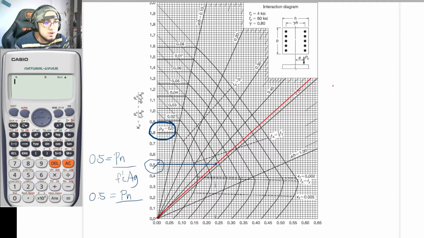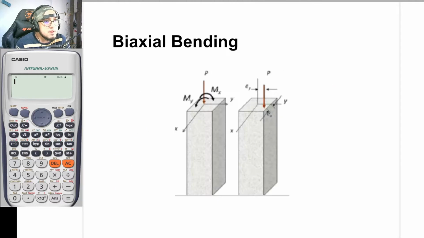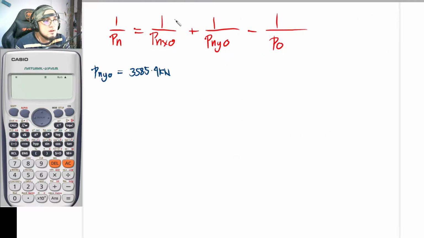Then, using this interaction diagram, ito yung nakita nating value niya. So, ito yung nakita nating intersection. Then, yung value niya, 0.5. Then, using this equation, we have solved for Pn already. So, 0.5 is equal to Pn divided by Fc prime times Ag. Then, solving for that, yung Pn natin ay 3585.4.